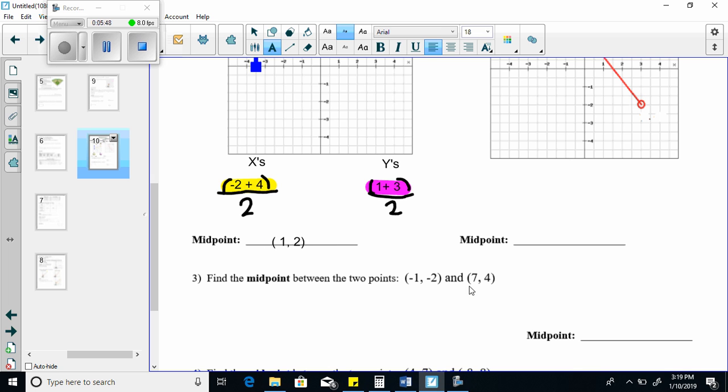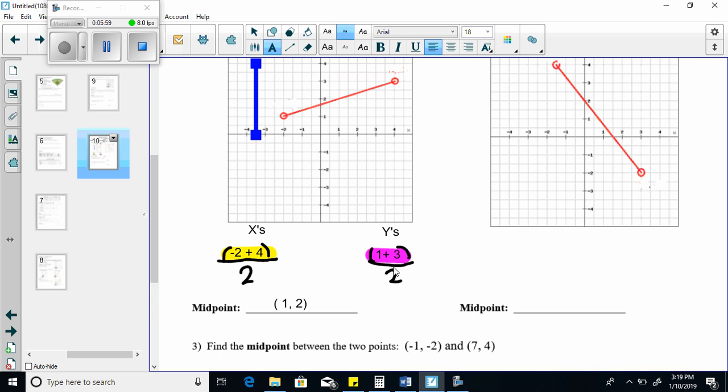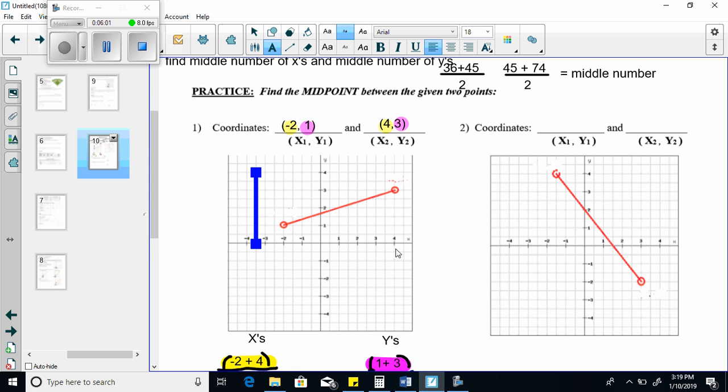Right, so (1, 2) is my midpoint. It is an ordered pair, which means it has an x and a y. It should not just be one number. It should be an ordered pair, and you should have parentheses.